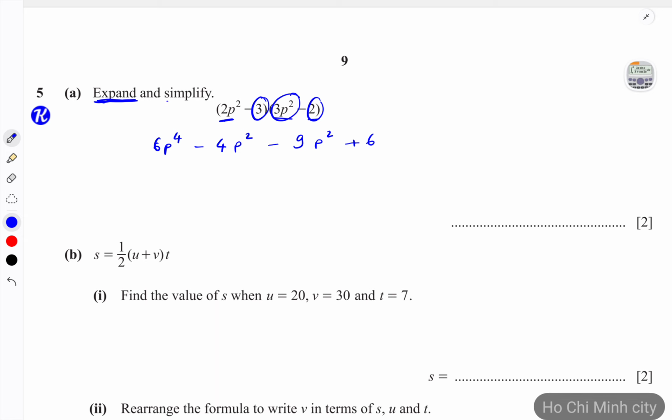And it's time to simplify. So these are two like terms, so we combine them, equals 6p^4 minus 13p squared plus 6. And now we cannot simplify anymore, so that one is the simplest form.